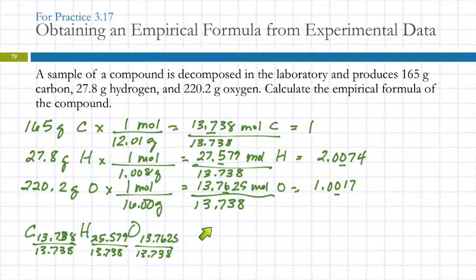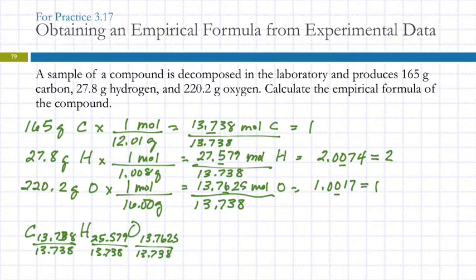So I get my moles and I find the smallest. I divide them all by the smallest. This time they all came out to whole numbers. This one is 0.007 away from the whole number. This one is 0.001 away. And my personal guideline is 0.2. So if it's within 0.2, you can round it. So we can round these. So we'll call that 2, and we'll call that 1.